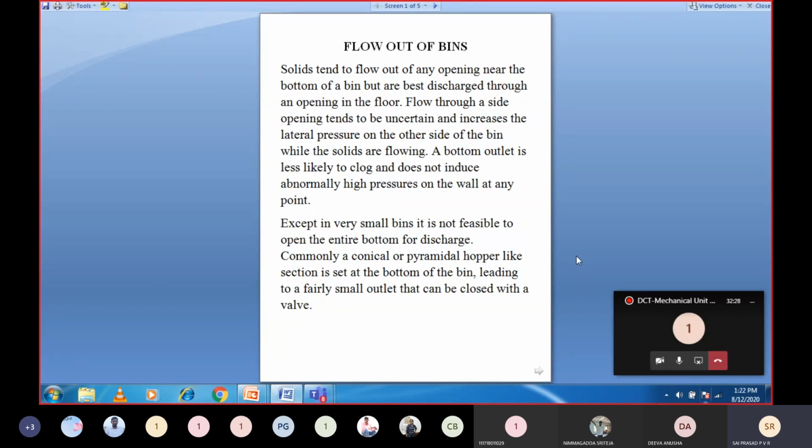So to avoid that, we brought the concept of hoppers. In the hoppers, the bin will have a sloping bottom, and the sloping bottom will lead to a small diameter. Because of this, we can keep a small valve, and once you open it, because of the sloping bottom, we can ensure continuous flow. That is the meaning of the sentence.